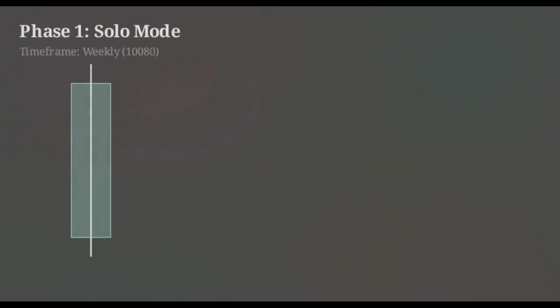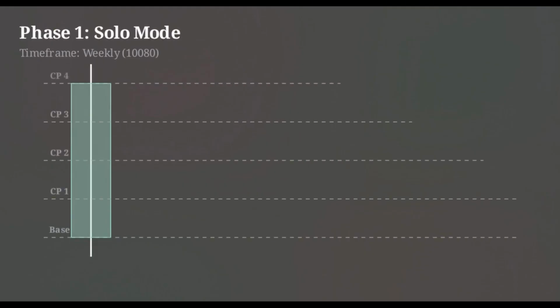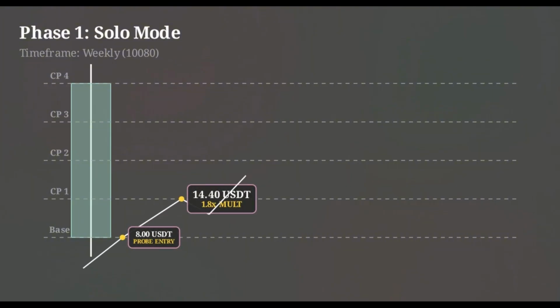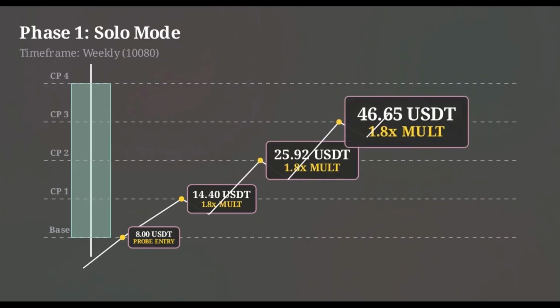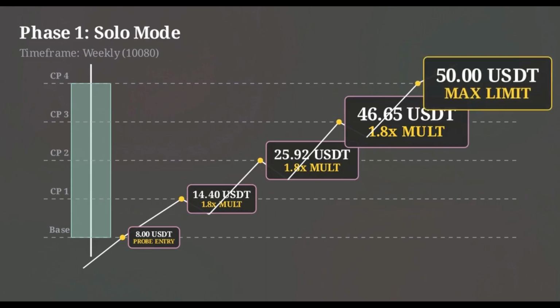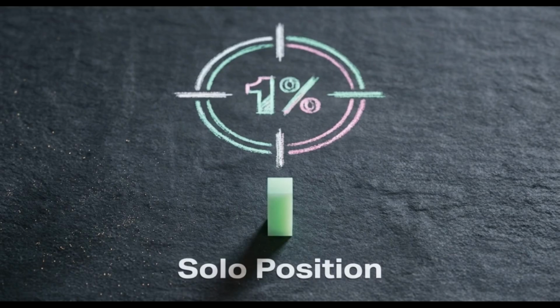This chart displays a weekly candle split into 5 localized checkpoints. This geometric granularity dictates spacing for the Phase 1 entry engine. When live price moves through a checkpoint, the system executes a progressive DCA entry multiplied by 1.8x based on accumulated position. The isolated solo position requires an initial take-profit target of 1%.